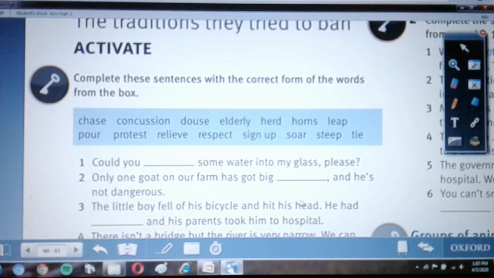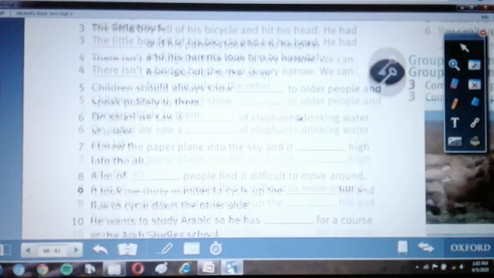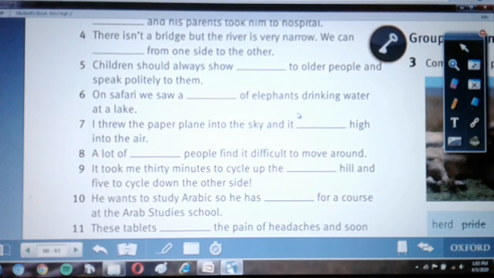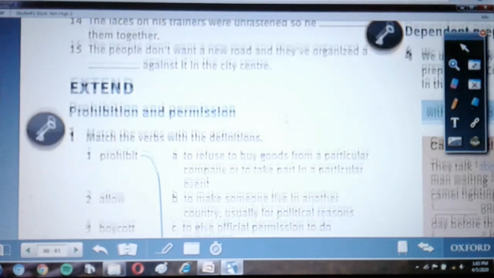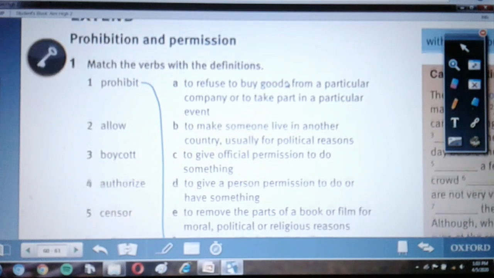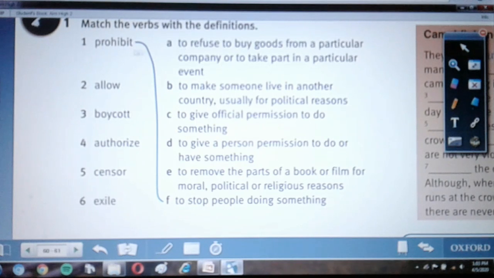Okay, so you need to fill in these blanks from number 1 till 15, and you need to use the correct tenses. Okay, so after finishing that activate part, please do extend part. The topic is prohibition and permission. So, you need to match the verbs with the definitions. Let's take a look at the example. Prohibit. Prohibit means to stop people doing something.